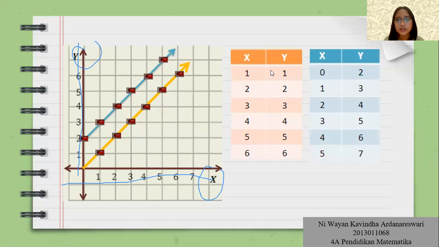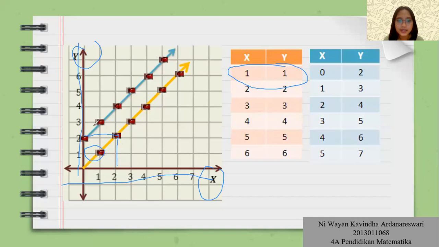For the yellow line, we got xy is 1, 1. For the first point here, x is 1 and y is 1. And for the second point here, we got x is 2 and y is 2, like this. And for the third point, we got 3 and 3, and so on for the yellow line.